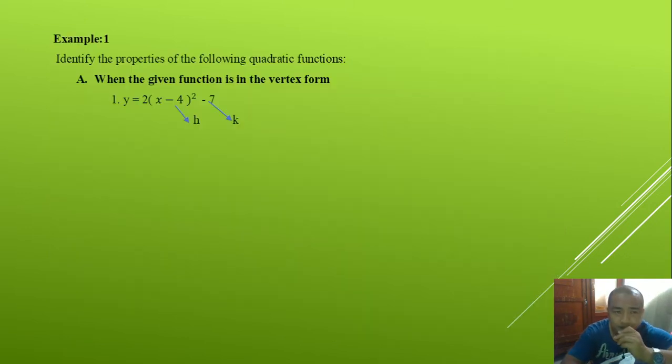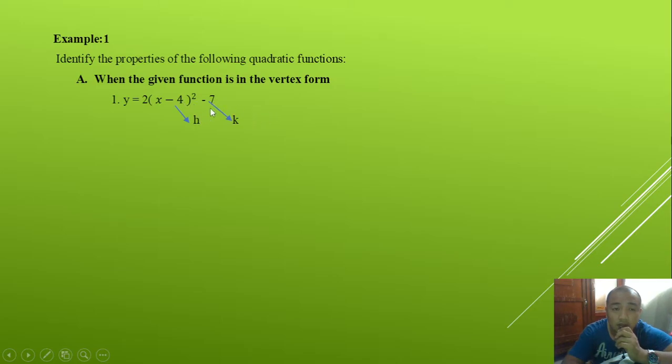Let's continue. Identify the properties of the following quadratic functions. A. When the given function is in vertex form. So we have here the quadratic function in vertex form. y is equal to 2 quantity (x minus 4) squared minus 7. So what is h? h is 4 while k is -7.